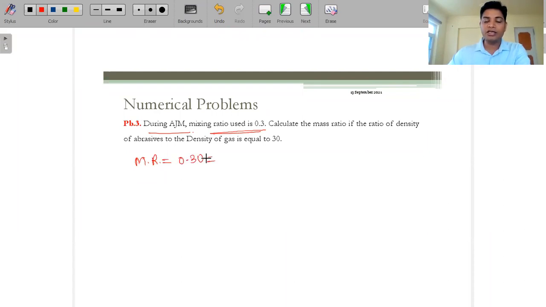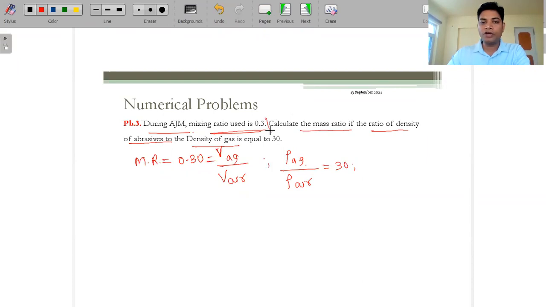If I simply define the mixing ratio, then the mixing ratio equals the volume flow rate of abrasive grits upon the volume flow rate of air or gas, we can say. Next is to calculate the mass ratio. By the way, I have not discussed mass ratio yet, so I will explain it here. The ratio of the density of the abrasive to the density of the gas, that is rho abrasive grits upon rho of air or gas, equals 30. This is given to you.